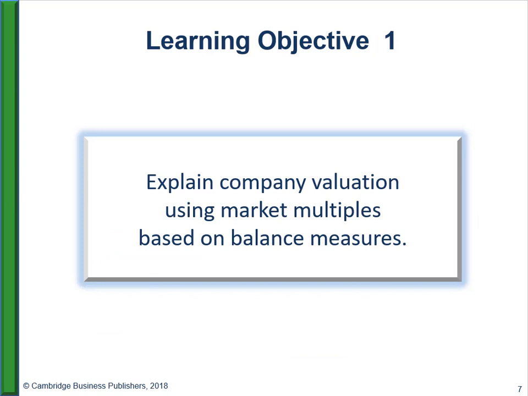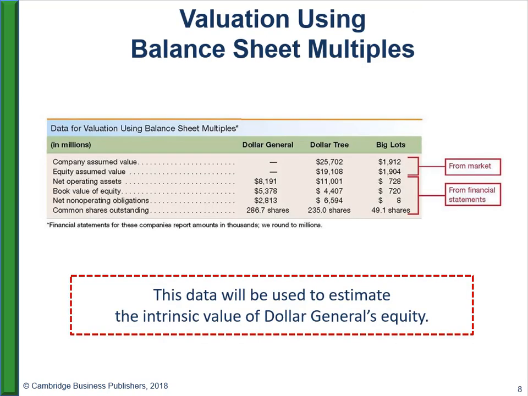Moving on to the first learning objective, explain company valuation using market multiples based on balance measures. And I think there the authors meant balance sheet measures. If we look at the balance sheet data for Dollar General here, these are taken from the market and from financial statements. So the authors are giving us Dollar General, Dollar Tree, and Big Lots as comparables.